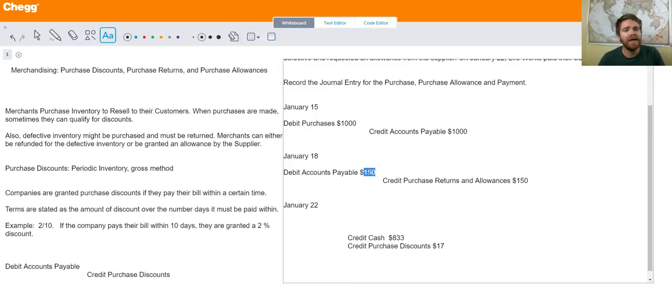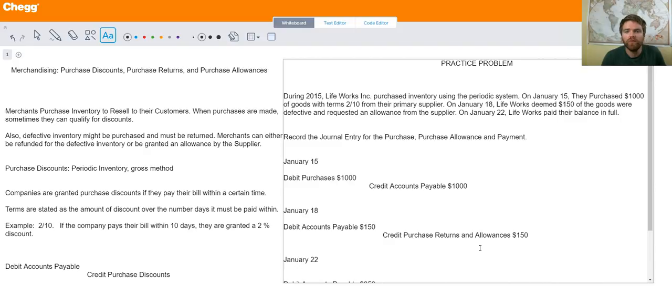Now you've made your payment. So you have to take that liability off the books. To take it off, you debit it. So debit accounts payable for what was on the books, which was $850. So do debits equal credits? They certainly do.